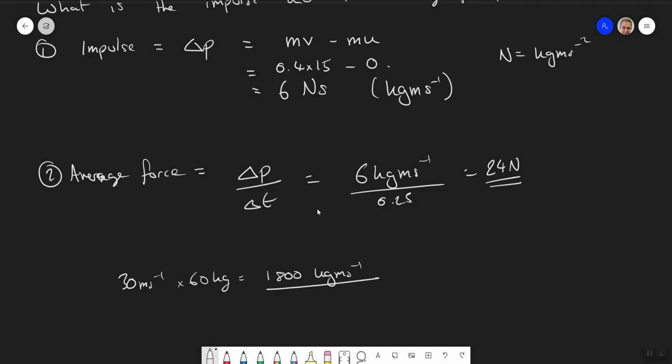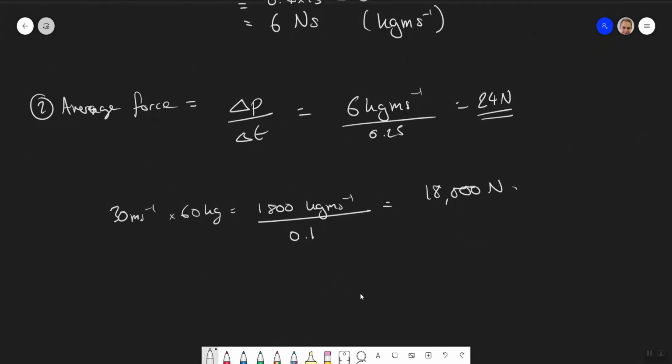So collisions are very rapid. If that loss of momentum happens in 0.1 seconds, well, that's a force of 18,000 newtons. That's very bad. If you're able to devise safety features that bring that to a stop much more gently, let's say over half a second, what would it be? 1800 over 0.5 seconds becomes 3,600 newtons.